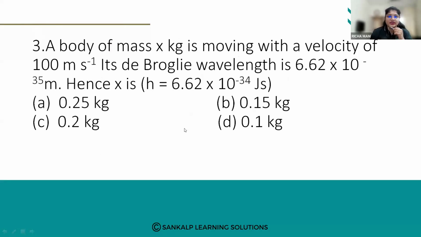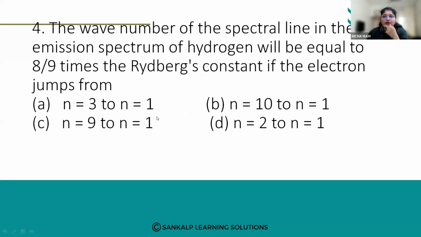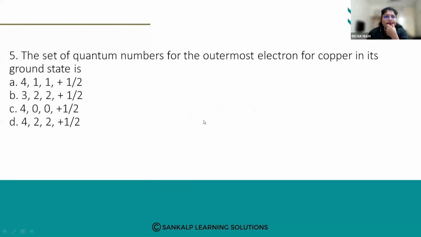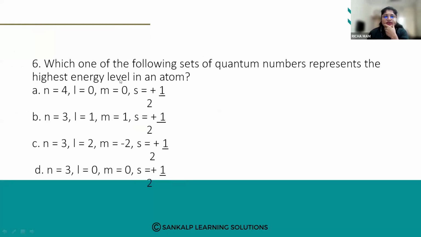Third question also we have seen, de Broglie's wavelength. Fourth one, Rydberg's constant, we will see it later. Then the fifth one also we have seen: how to write the quantum numbers for the outermost electron of copper in ground state. Now let us go with the sixth one.